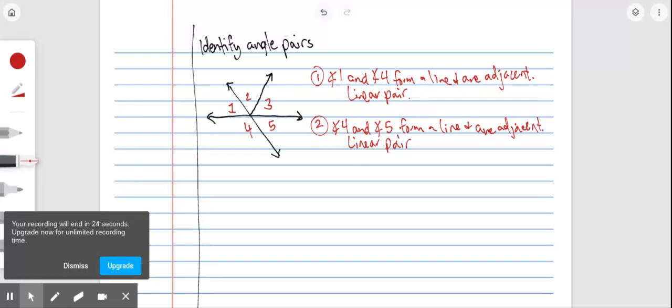Then let's talk about vertical angles. There are some vertical angles in here. Angle 1 and angle 5 are vertical angles because they're opposite each other and they share a common vertex. Okay. None of these other angles are opposite angles because they don't have a perfect line up on the other side.